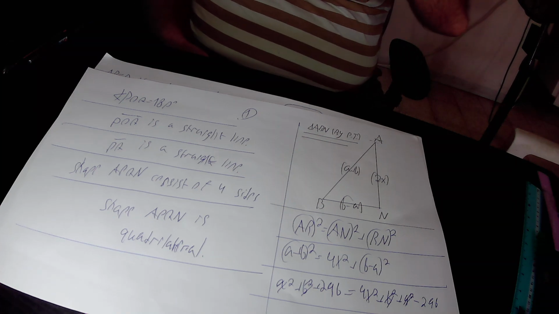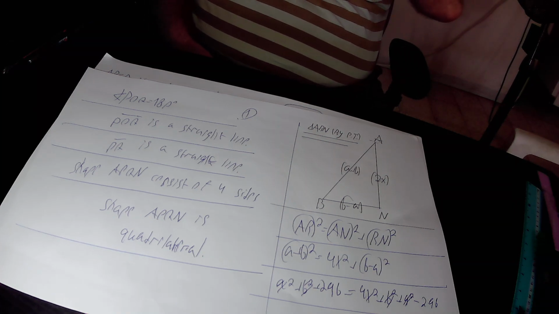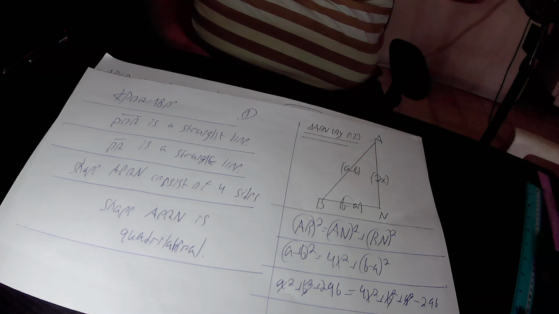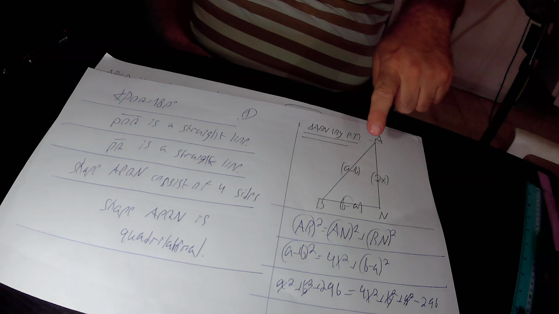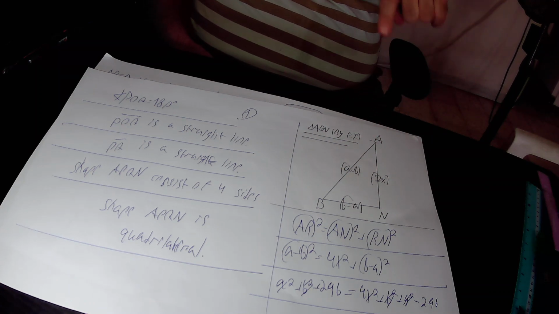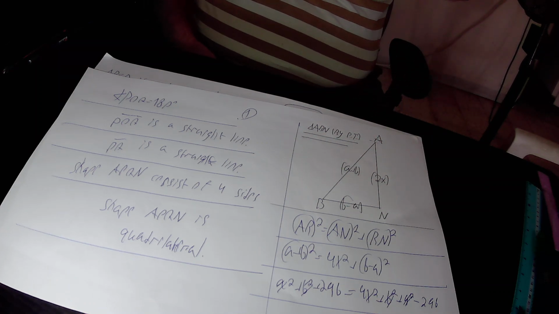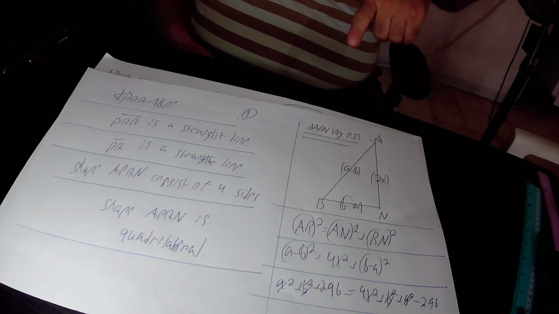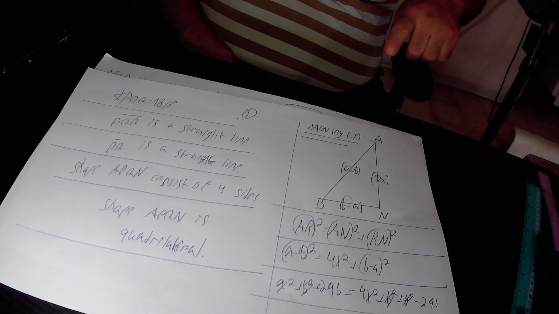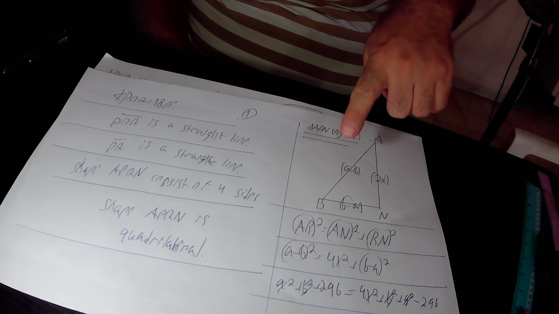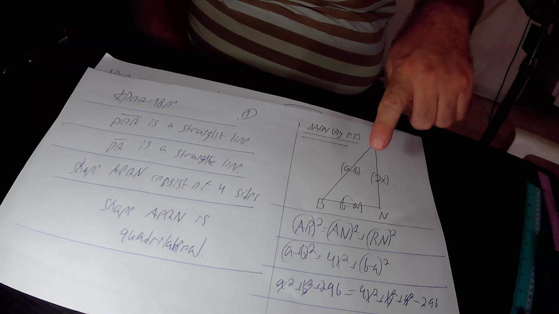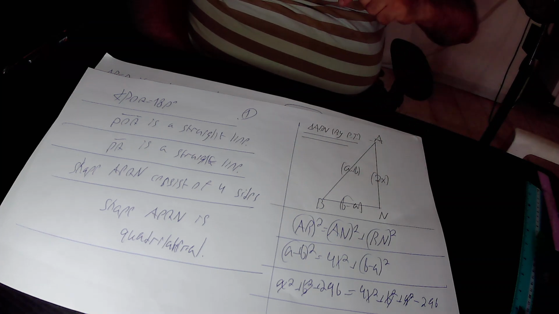AB is A plus B, therefore AB square is (A plus B) squared, and it is equal to AN square. AN is 2X, therefore AN square is (2X) squared, that is 4X square, plus BN square. BN is B minus A, therefore BN square is (B minus A) squared. So in total, we found out that AB square equals AN square plus BN square. AB square is (A plus B) squared. This equals 4X square plus (B minus A) squared.